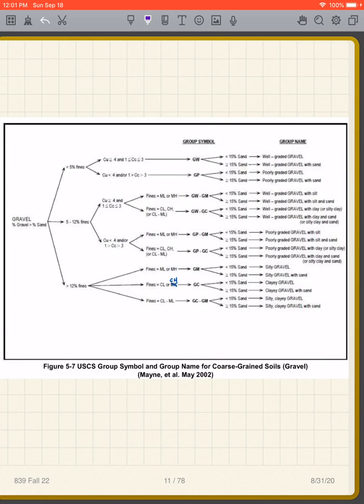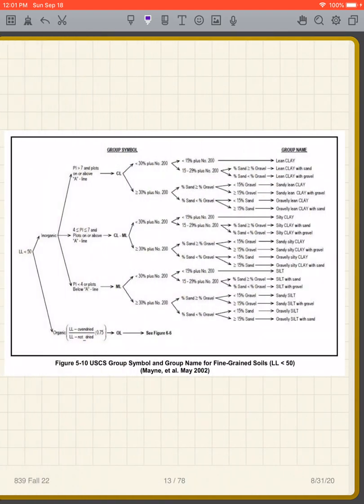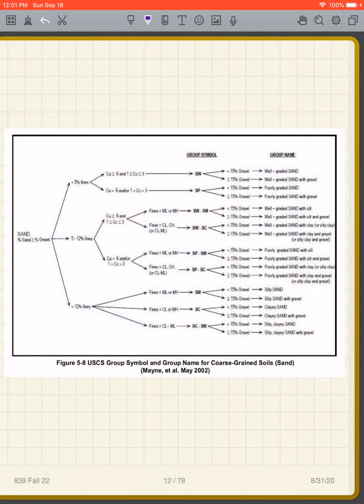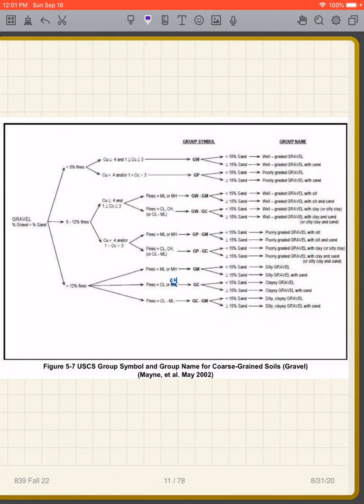To use this particular set of charts, first you have to determine where you're at, whether you have a fine grain or coarse grain. The way that it works is that to have a fine grain soil, you must have more than 50% passing the number 200 sieve. And so if you have that, then you are in the fine grain category. If you don't have that, then you are in the coarse grain, sand or gravel.